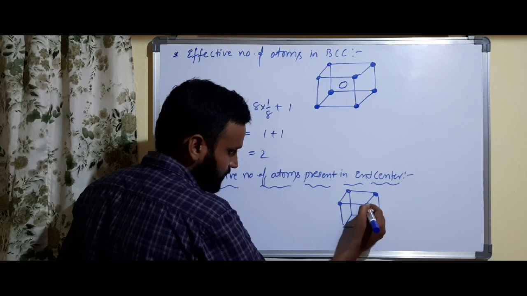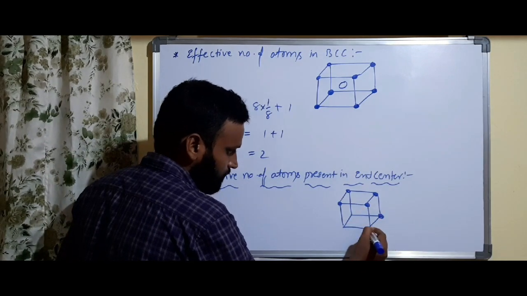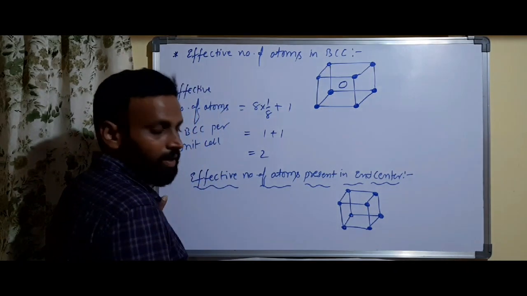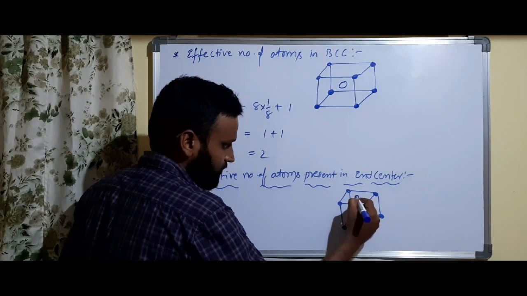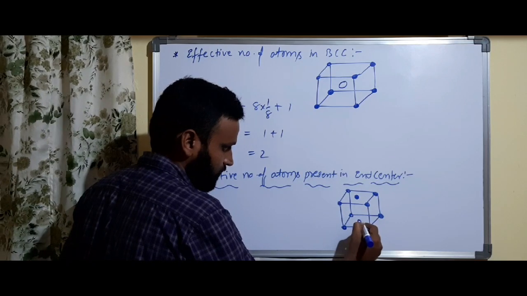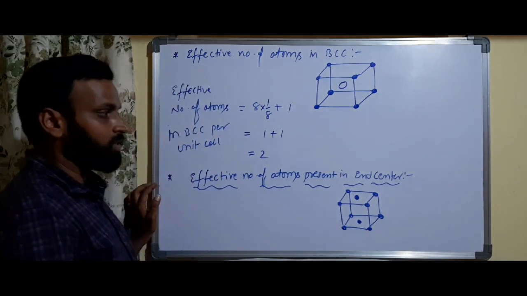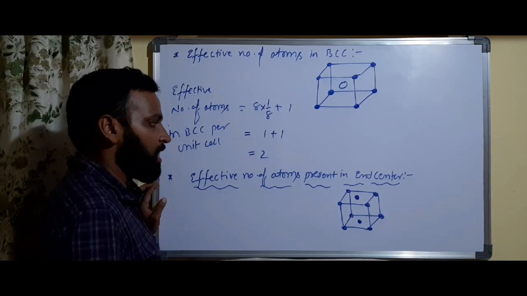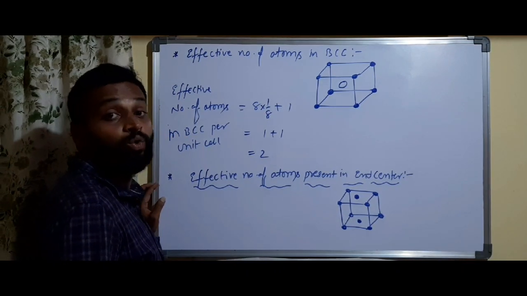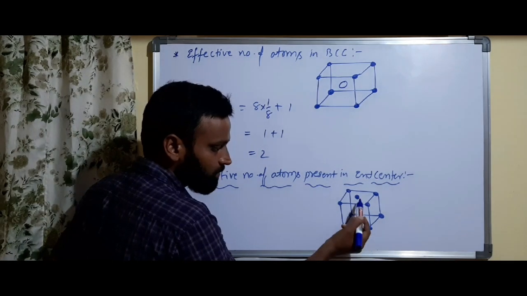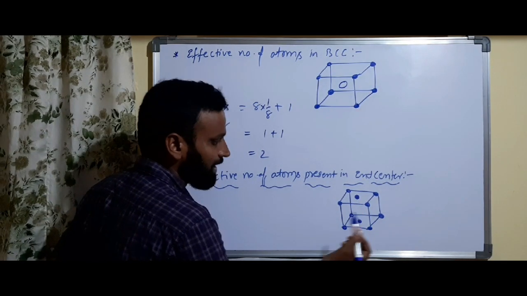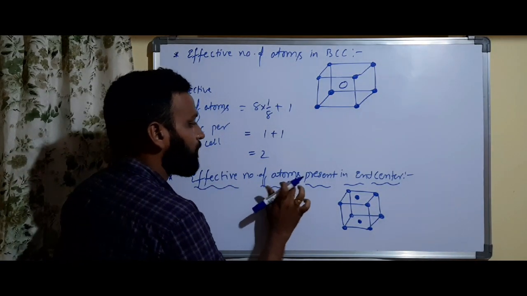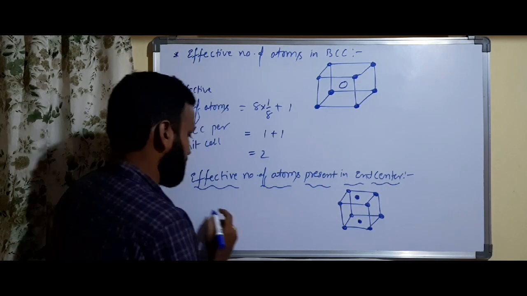This is as usual and the same story. So 1, 2, 3, 4, 5, 6, 7, 8. And two opposite faces like this. This is 1 and this is 1. So atoms or ions are present at all corners as well as any two opposite faces. Any two opposite means these two or like that. Getting? So now how many effective number of atoms are present in end center?